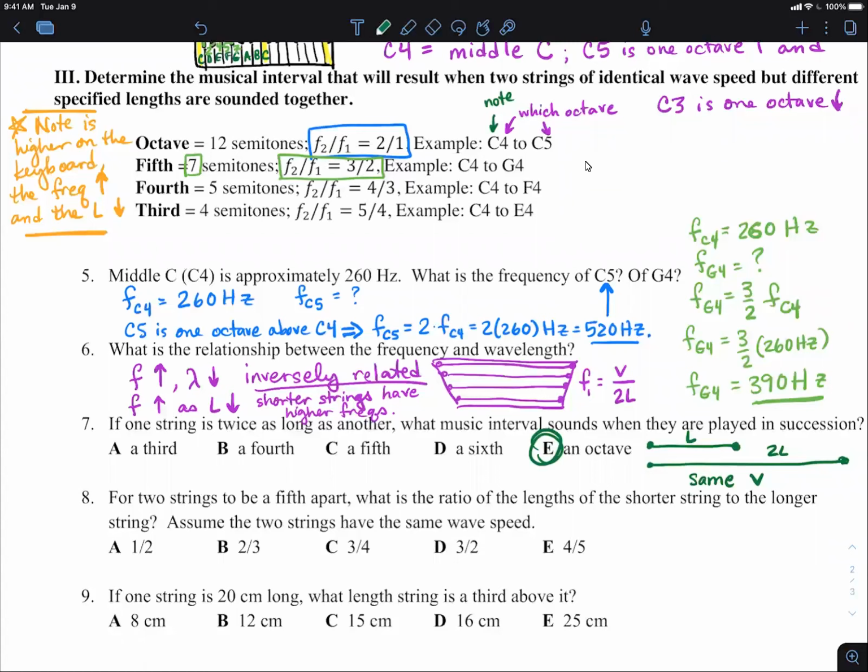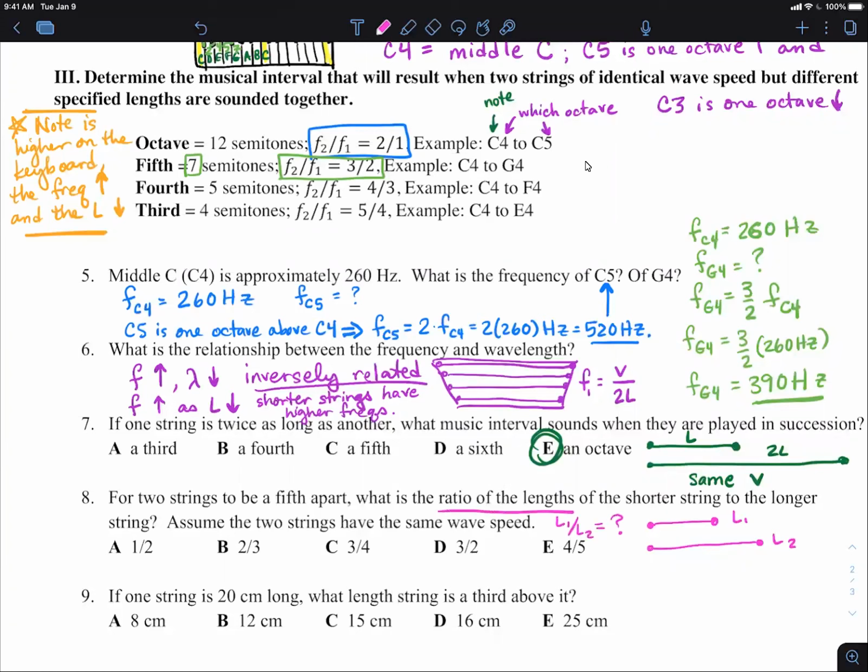So then for two strings a fifth apart, what are going to be the ratios of the length of the shorter string to the longer string? Let's see. Okay, so we have two strings here. One's shorter and one's longer. I'm going to call them L1 and L2. And the question is, what is the ratio of the lengths? That's asking what is L1 over L2, the shorter one to the longer one. That's what it's asking.